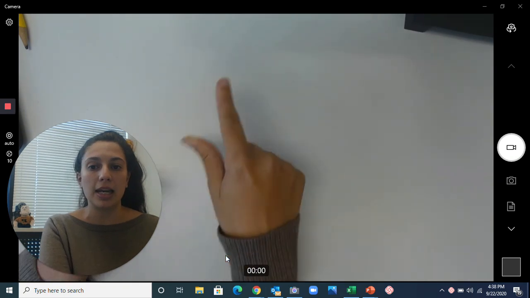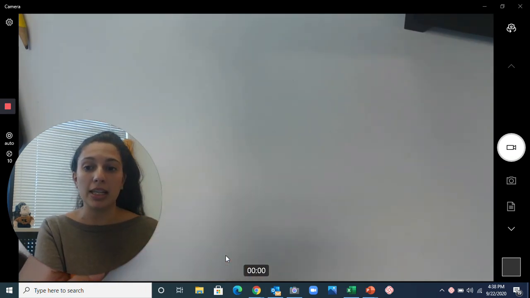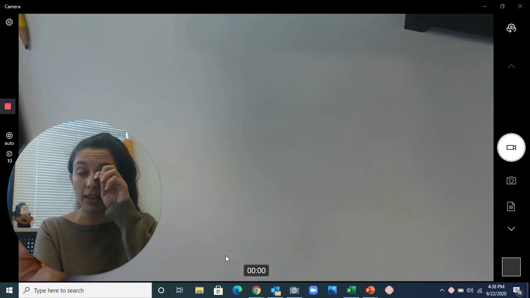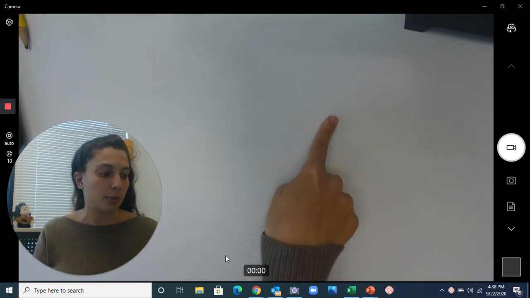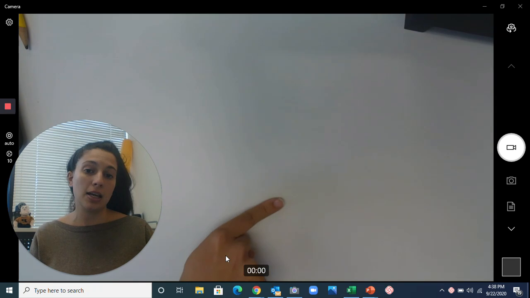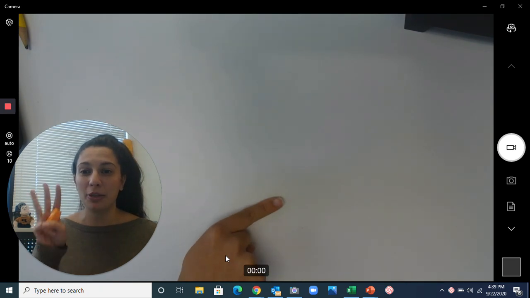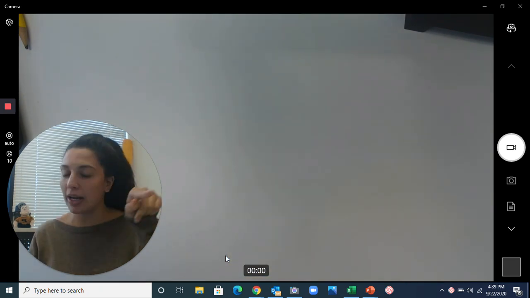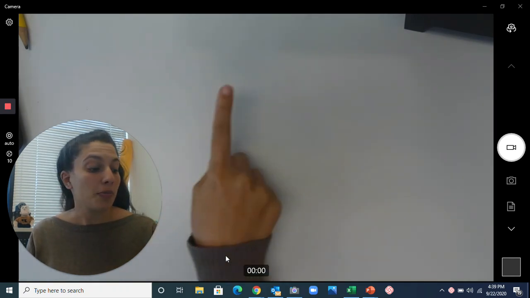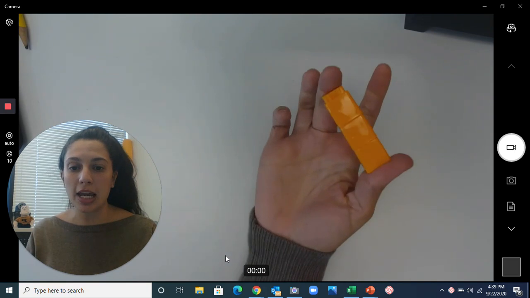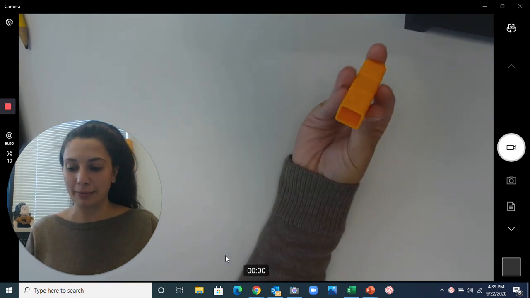So on your table or in the air in front of you, I want you to write the number 3. Remember, it's a backward C, and that's the number 3. So you're either writing it in the air or you're writing it with your finger on the table. So that is, I have 3 cubes right here.